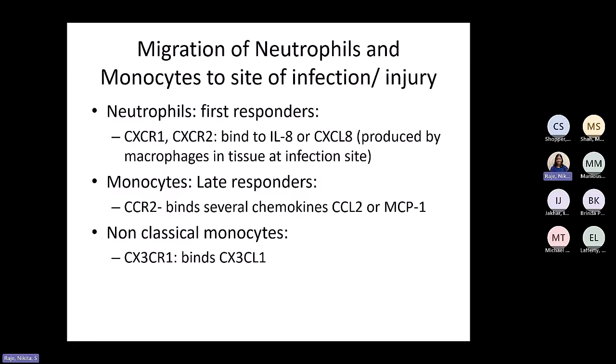So the neutrophils are first responders. They express CXCR1 and CXCR2 on their surface, and they bind to CXCL8 or interleukin 8 that is produced by macrophages at the site of infection. That's where they are attracted. Similarly, monocytes, these are late responders in terms of infection. They express CCR2 and they move towards chemokine CCL2 or MCP1. There are some non-classical monocytes that express CX3CR1 and they bind to the chemokine CX3CL1.